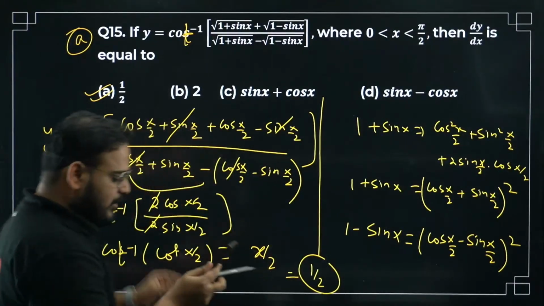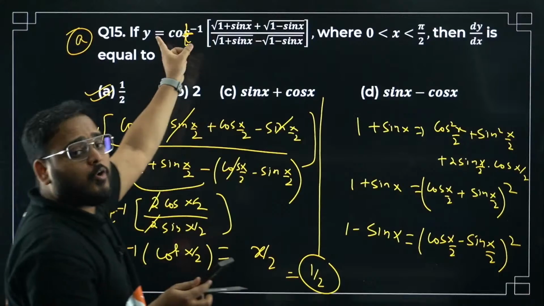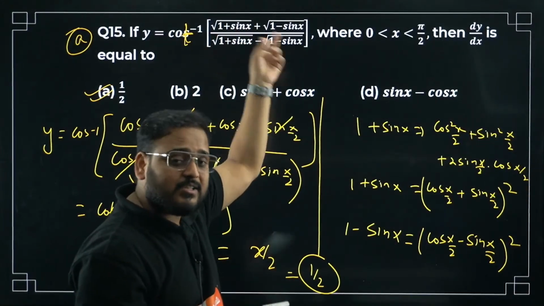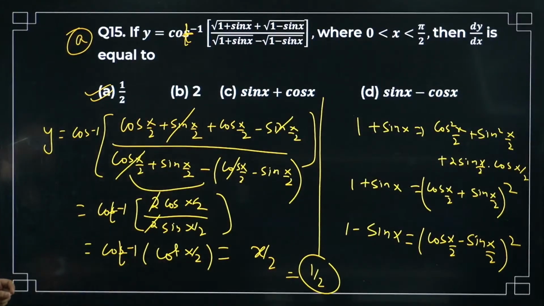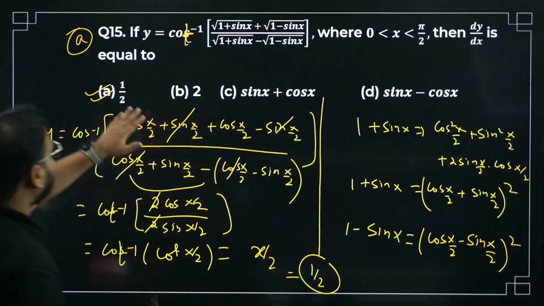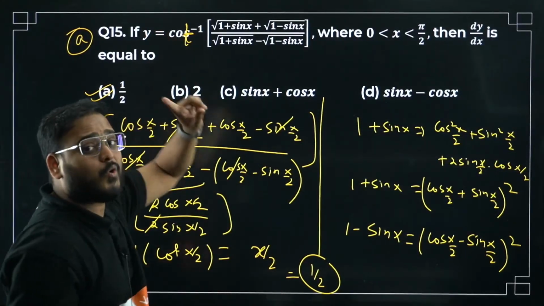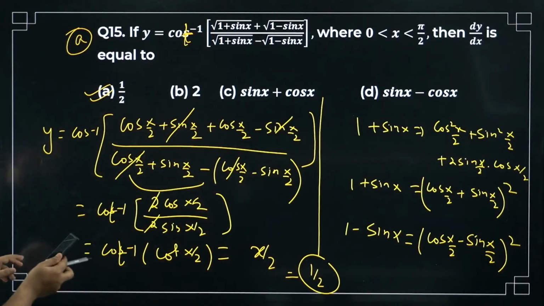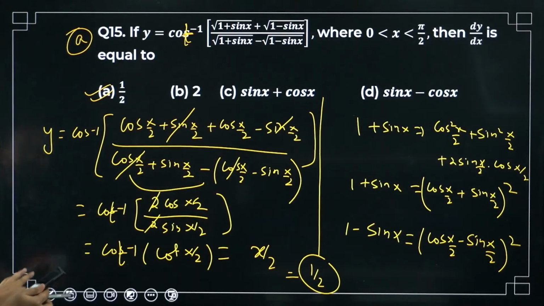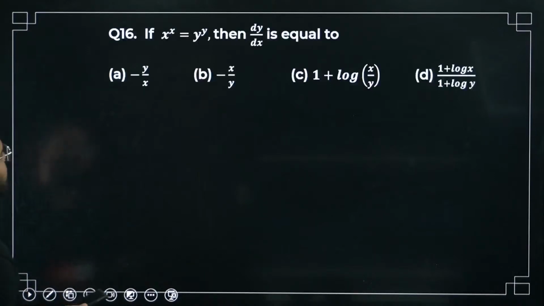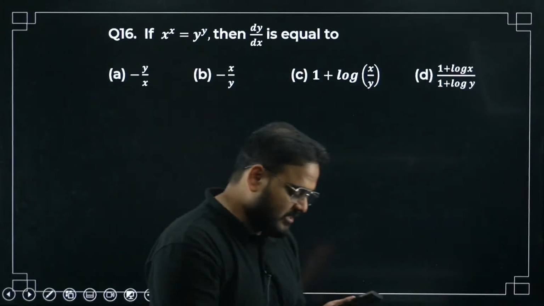Okay, so I hope you got this part right. This is not cos inverse, it is cot inverse. Okay, so this is clear. Answer is 1 by 2 only, but the function was cot, not cos. Moving on, question 15 is done. Question number 16 we will solve quickly. Just give me the answer for this one.